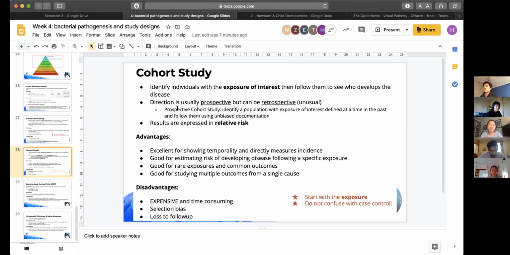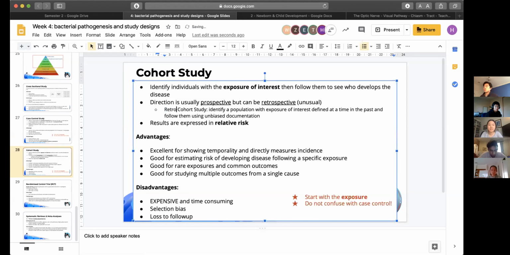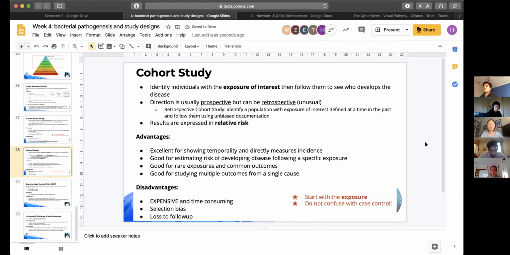Also, I just realized I typed this wrong. Sorry guys, this was at like 1 a.m. in the morning.